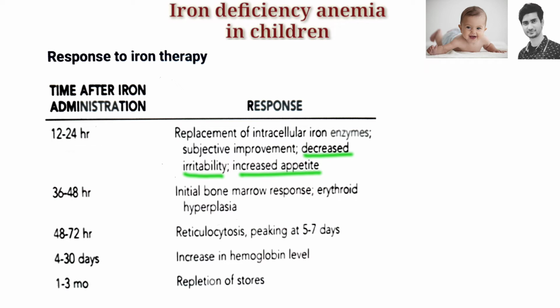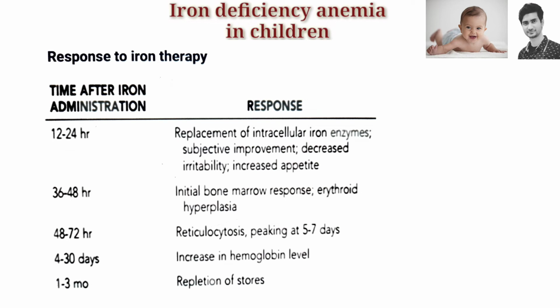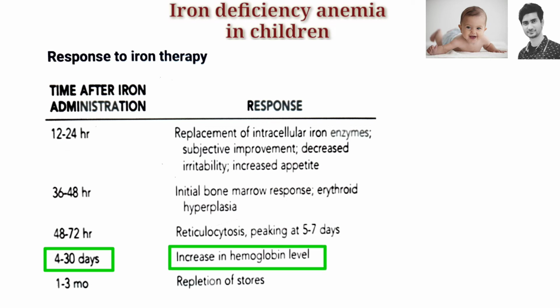The second change is between 36 to 48 hours, where you have the initial bone marrow response, in the form of erythroid hyperplasia, an increase in the RBC producing cells. This is the second change. Then after 48 to 72 hours we can actually see reticulocytosis. It peaks at 5 to 7 days, but the onset is 48 to 72 hours. 4 to 30 days is the time when we can see an increase in hemoglobin level. Roughly you can remember it as 1 week to 1 month.